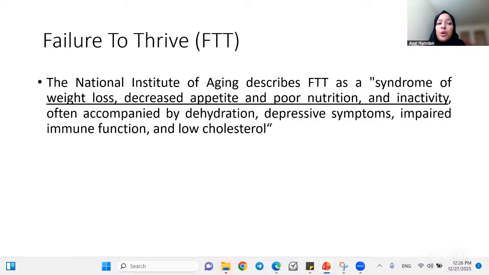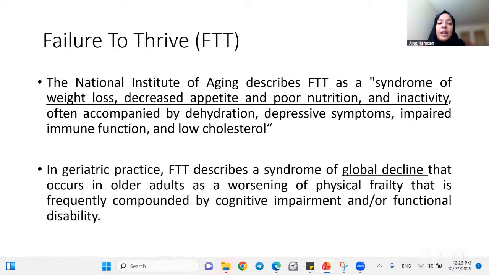It is a syndrome of weight loss, decreased appetite, poor nutrition, as well as inactivity, that is often accompanied by dehydration, depressive symptoms, impaired immune function, and low cholesterol. In geriatric practice, failure to thrive is a syndrome of global decline that occurs in older patients as worsening of physical frailty that is frequently compounded by cognitive impairment and/or functional disability.